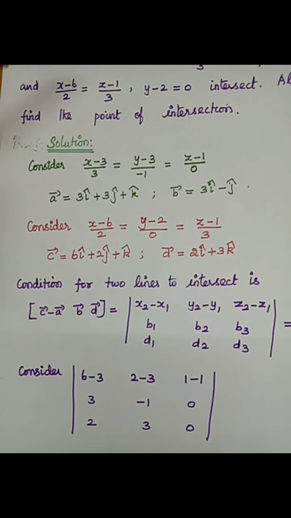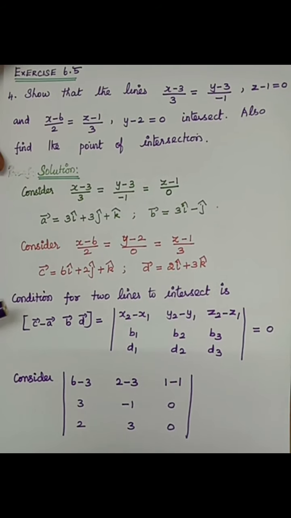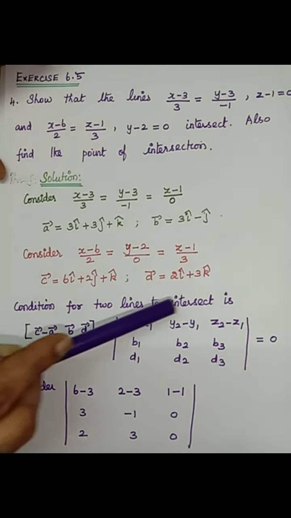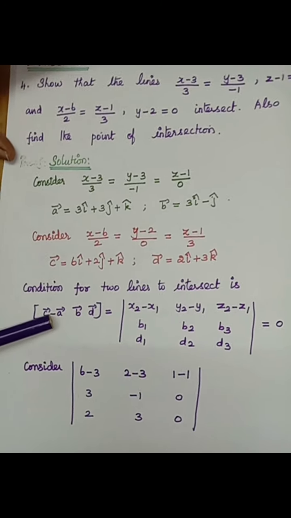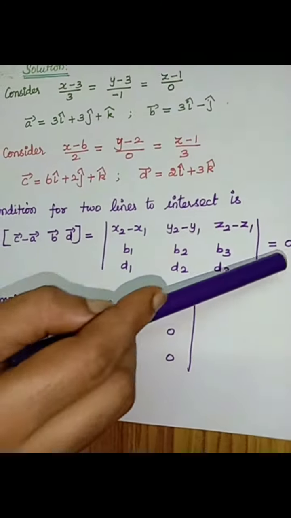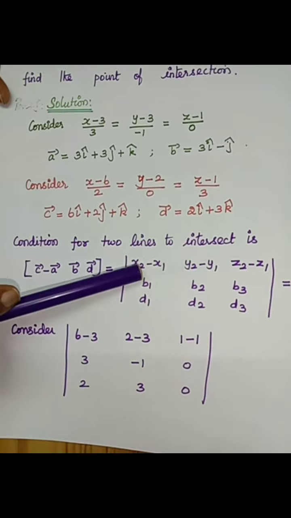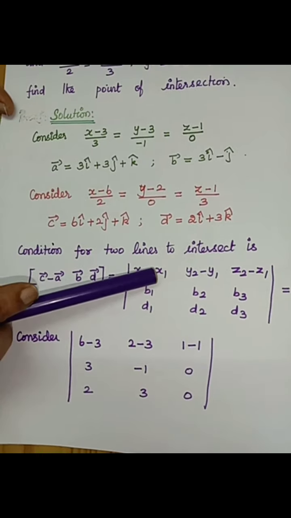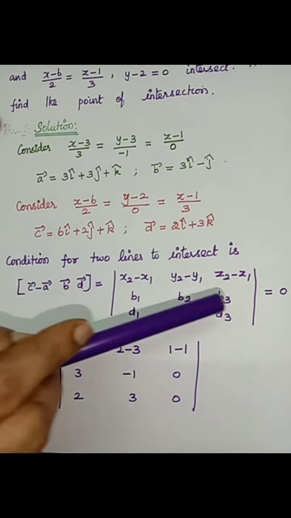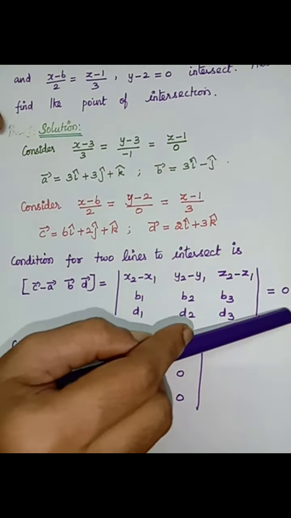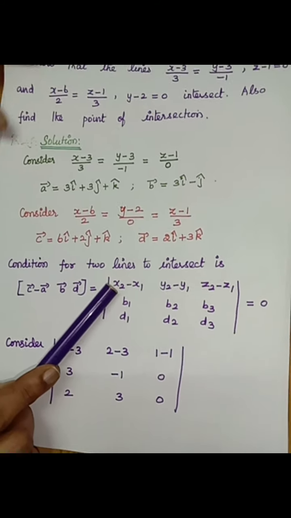So what is asked? Show that the lines intersect. So you have to go for the condition for two lines to intersect. It's the box product of (C vector minus A vector), B vector, D vector, which is equal to 0. This is how it will be evaluated using this formula. What is the determinant? x2 minus x1, y2 minus y1, z2 minus z1, b1, b2, b3, d1, d2, d3 is equal to 0.